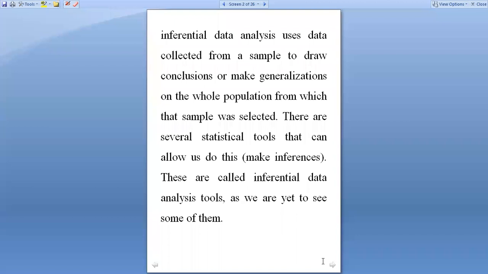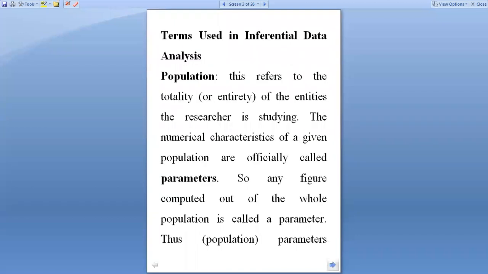Let's proceed. Before we look at the inferential statistical analysis tools, it is important we look at some of the key terms commonly used in inferential data analysis. For example, population. When we talk about a population, we mean the totality or the entirety of all the entities the researcher is studying.